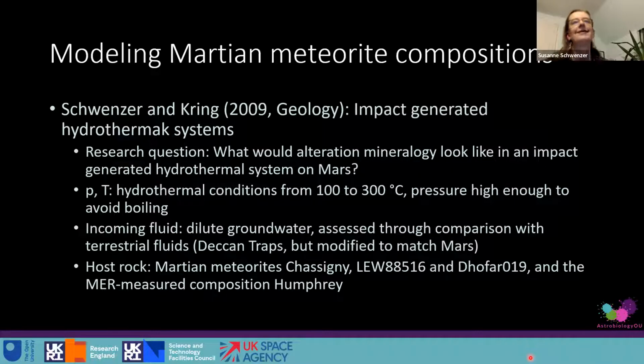Let me start with a historic little thing. This is where it all started for me, working with David Kring on impact generated hydrothermal systems. And the research question that we had was what would alteration mineralogy look like in an impact generated hydrothermal system on Mars? Of course, they have been investigated on Earth. Chicxulub, where Dave worked a lot, is just one of the many, many examples.